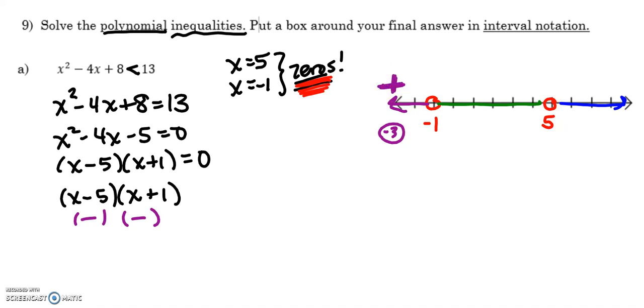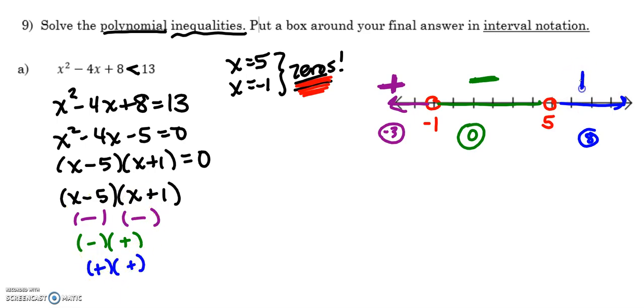All right, well then for this next one, I'm going to pick a number between negative 1 and 5. Let's say I picked 0. Again, notice I'm not plotting it. I'm just noting that I'm picking it. 0 minus 5 is a negative number. 0 plus 1 is a positive number. A negative times a positive will make a negative result. Picking a number greater than 5, I'm going to choose, let's say, 8. 8 minus 5 results in a positive number. 8 plus 1 is also a positive number. This whole interval is also positive.